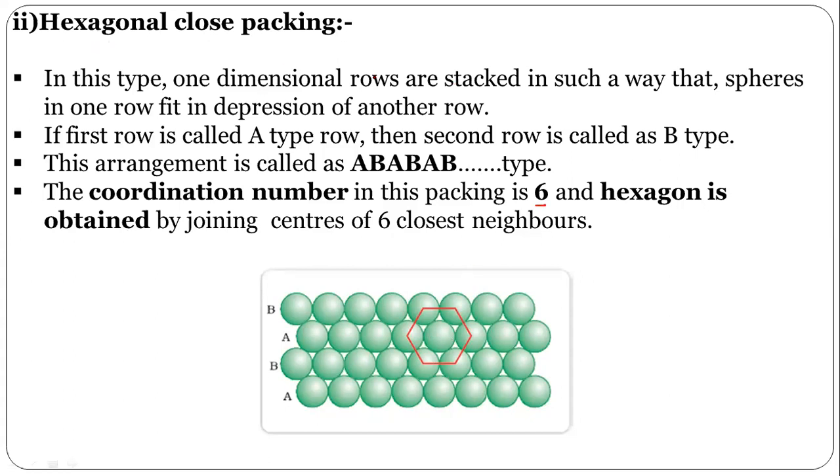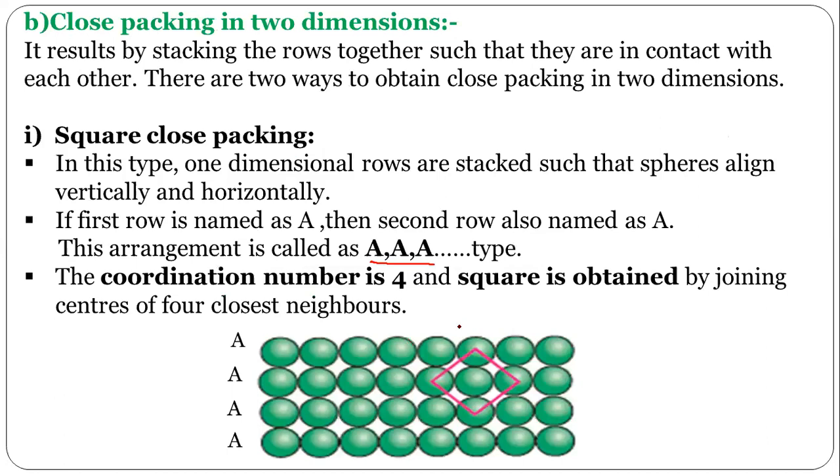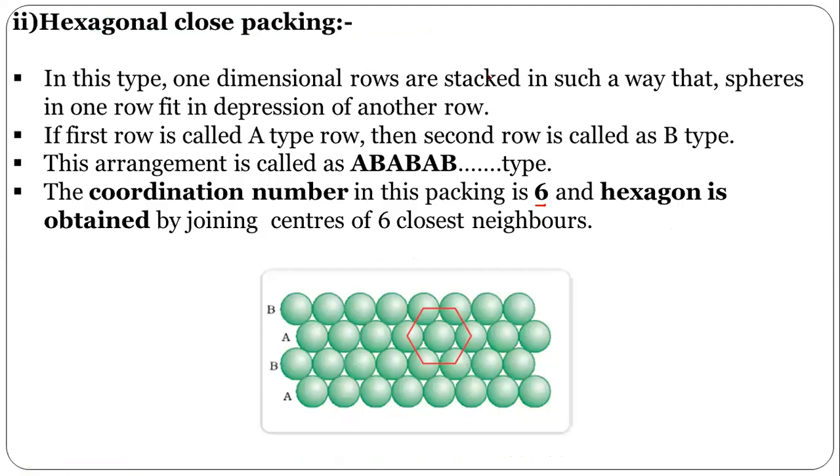I think you understand this hexagonal close packing structure. If you have any doubt, then ask me. If any student has doubts regarding this hexagonal close pack structure, why it is called hexagonal? Because a hexagon is formed here, and this is square close packing because a square is obtained here. Coordination number, remember the concept of coordination number means one sphere is in contact with another sphere. This is called the coordination number.